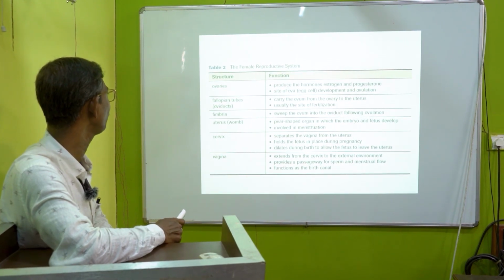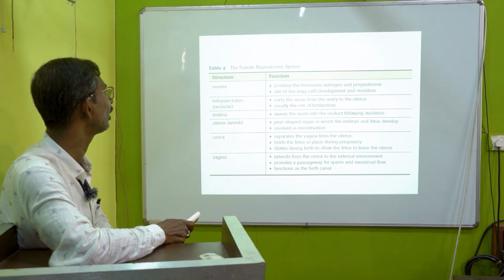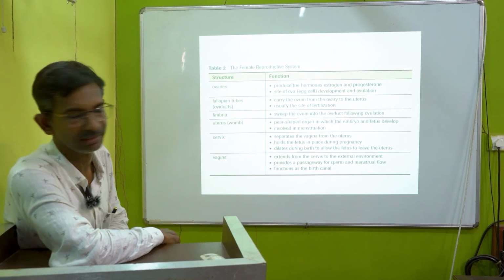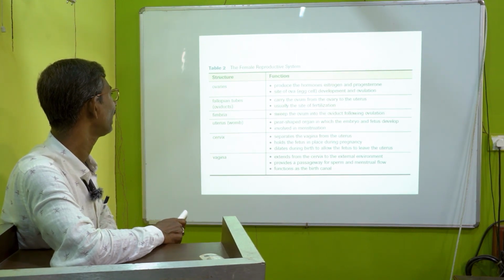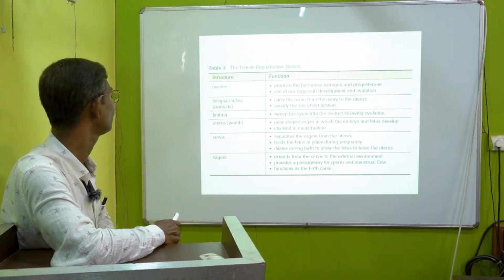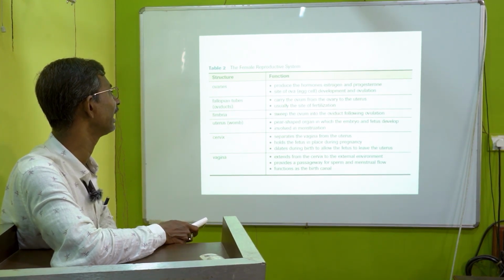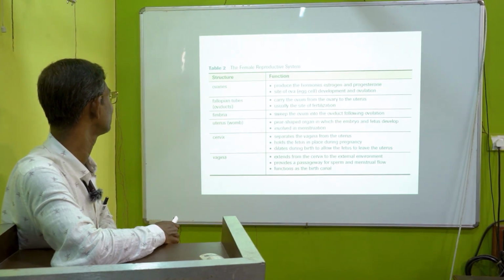Now the fallopian tube, also called the oviduct, carries the ovum from the ovary to the uterus, and is usually the site for fertilization. The fimbriae sweep the ovum into the oviduct following ovulation. The uterus, we know, is the womb, a pear-shaped organ in which the embryo and fetus develop, and it is involved in menstruation. Next is the cervix.